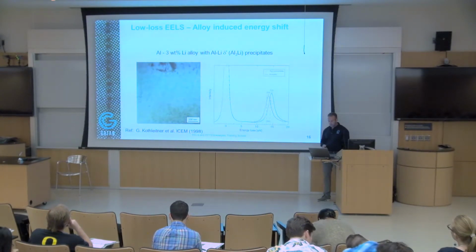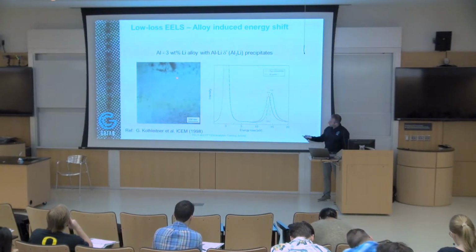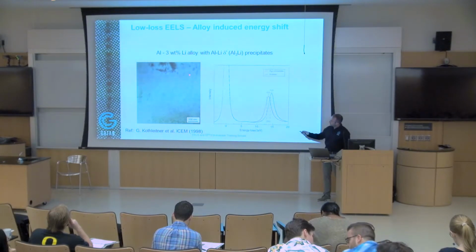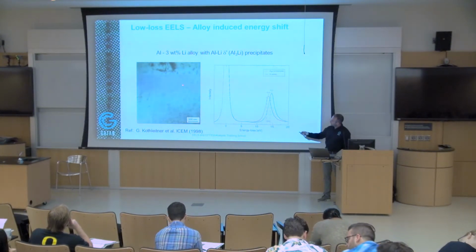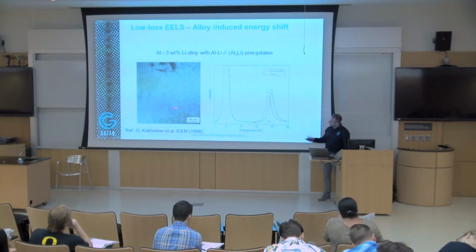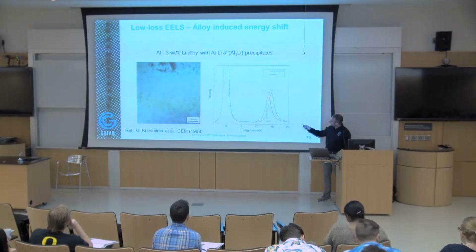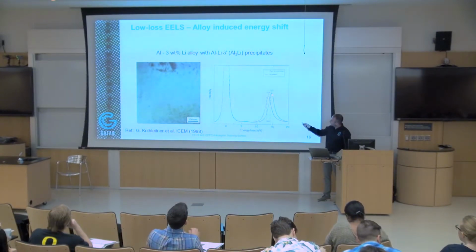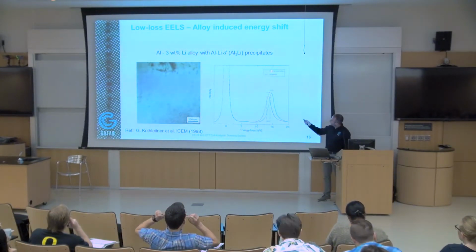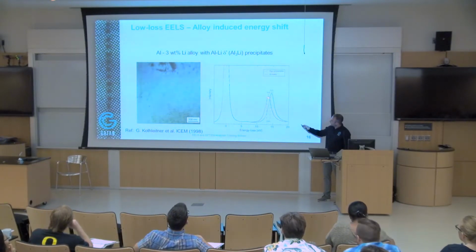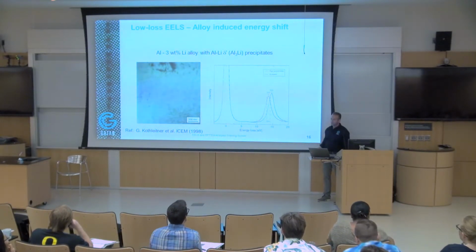This is an example. This is just a TEM image where we have aluminum with some precipitates of aluminum lithiate. We don't see very much if you look at this image, so we record an EELS spectrum. If you look at the plasmon peak, in the case of the aluminum matrix it is at 14.5 eV, but in the case of aluminum lithiate it is shifted down in energy to 13.5.